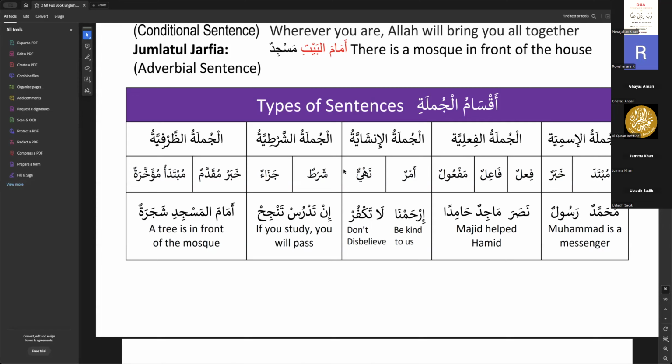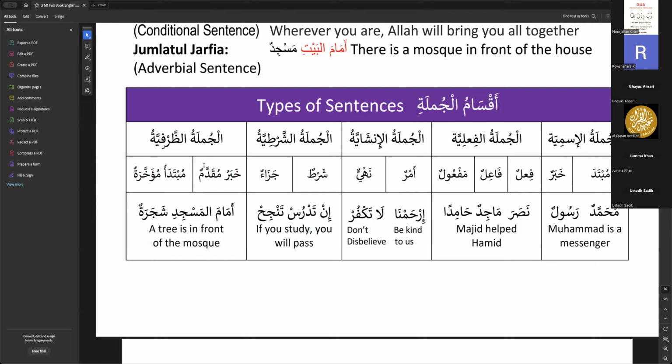So next one is Jumlatul Shart. Shart part here first. In tadrus, tanzih. In tadrus is the shart. Means if you study. In tadrus, if you study, what will you get? What's the answer? The jawab. Jawab is that you will pass. You will become successful. Okay? So you can see the Jumlatul Shartiya, Jumlatul Ismiya, Jumlatul Fi'liya, it's explained beautifully here. You just need to make a note and learn them as I go along explaining it to you.